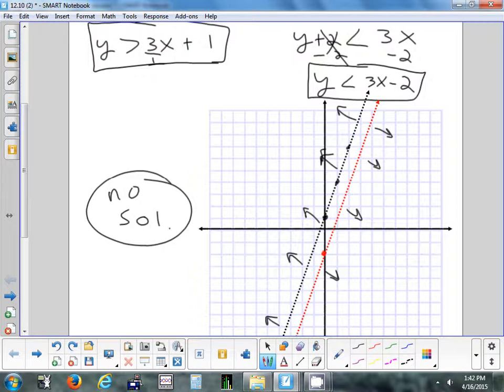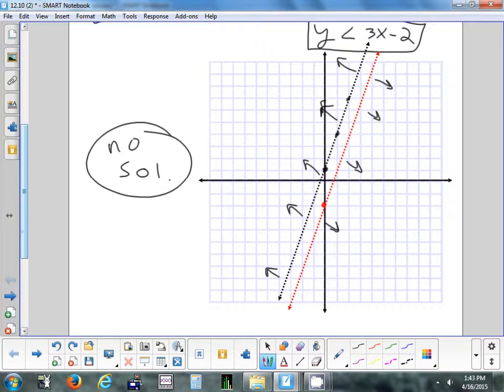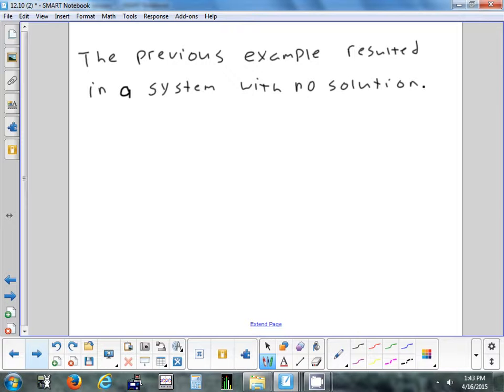Now, if you had parallel lines, does that always automatically mean no solution? No. If the inequalities were different, so that you were shading below the black and above the red, then you'd be shading that little strip in the middle. But they'd have to be switched. So I don't want you to draw parallel lines and just write no solution. Check the shading and see. Okay, any questions on that? All right, so previous example, no solution.